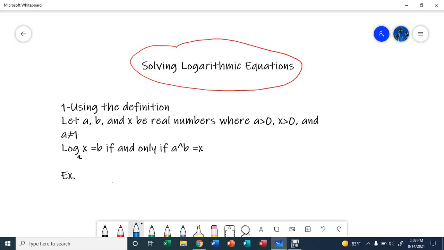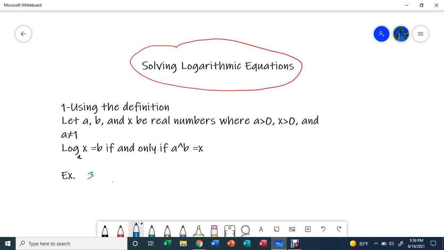Let a, b and x be real numbers where a and x are positive, so greater than 0, and a is not equal to 1. Then log base a of x equals b is equivalent to a raised to b equals x. Let's use this definition and solve the following equation: 3 ln of x plus 2 equals 7.